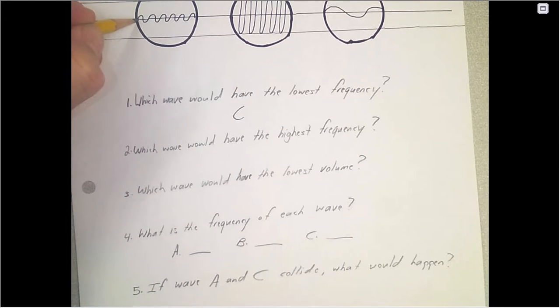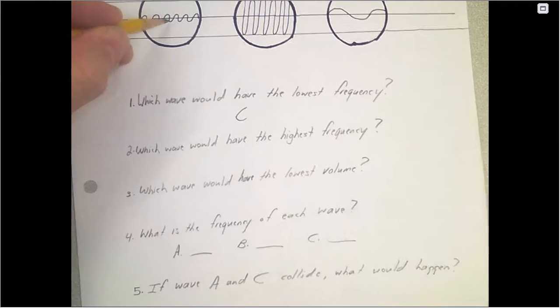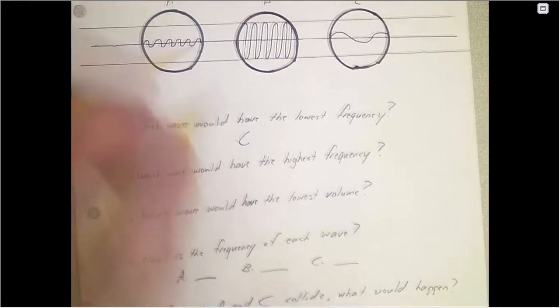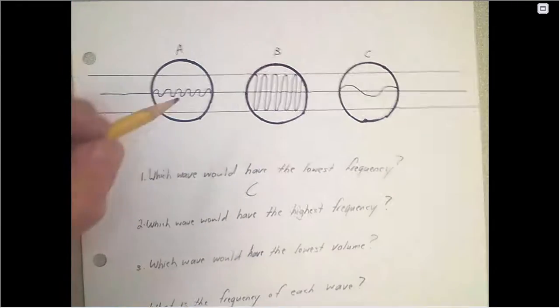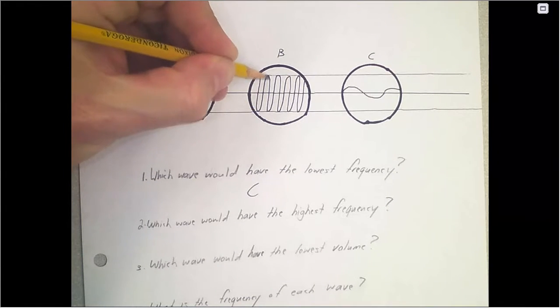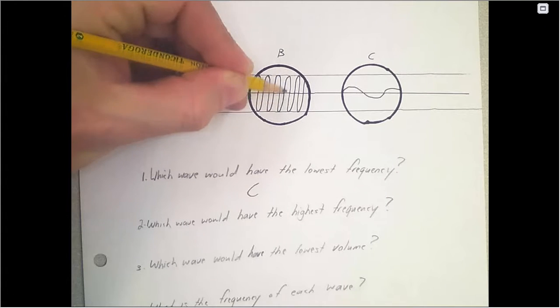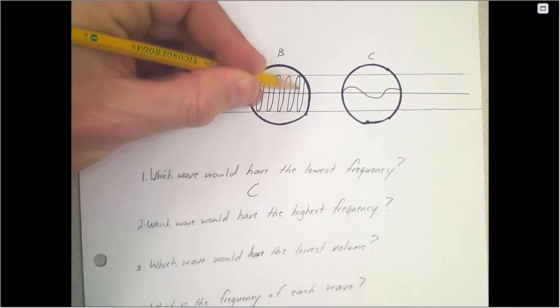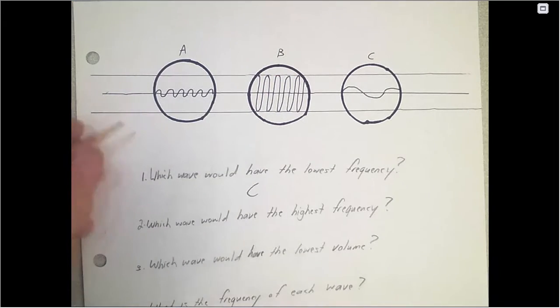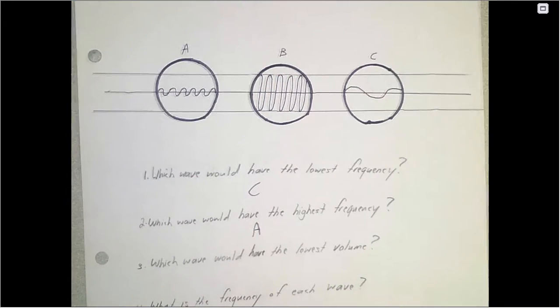Number 2, which wave would have the highest frequency? Let's count these in A. We have 1, 2, 3, 4, 5.5. Sorry, you're out of view there. 5.5. And this one has 1, 2, 3, 4, and not quite back up to that 5. So highest frequency would be oscilloscope A.